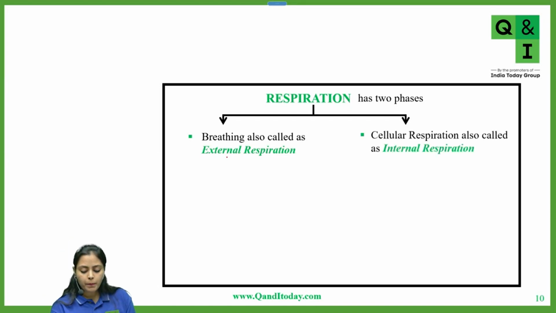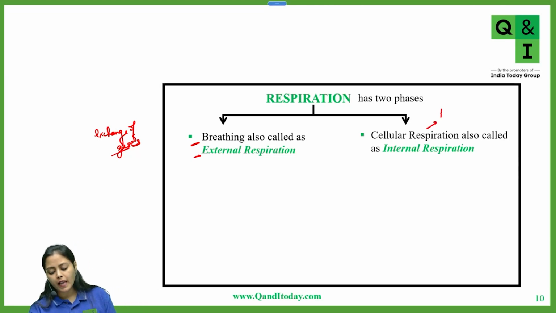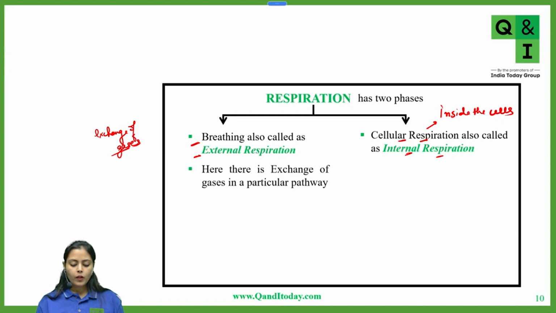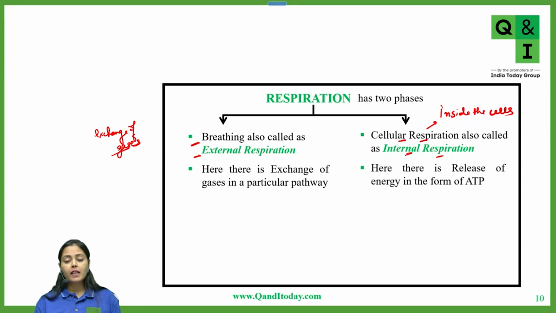Simply breathing, where only exchange of gases is taking place, that is external respiration. Whereas the one which is occurring inside the cells, which was cellular respiration, you call cellular respiration also as internal respiration. So in breathing or external respiration, there is only exchange of gases in the particular pathway, whereas in actual internal respiration, there is release of ATP.